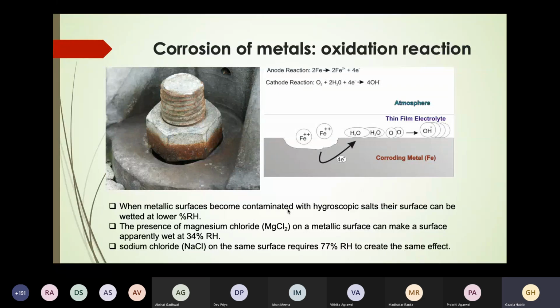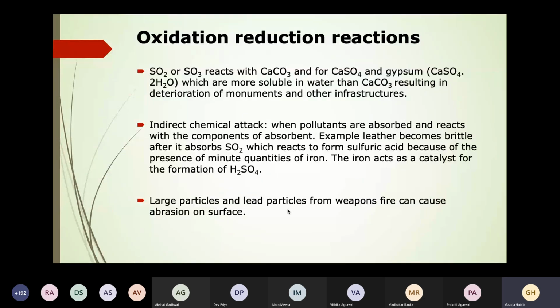So in the presence of these salts on a metallic surface, even at very low RH, 34% RH, corrosion of the steel takes place. Sodium chloride on the same surface requires 77% RH to create the same effect. So MgCl2 is very highly hygroscopic compared to NaCl, and even at 34% RH it can corrode the steel. Ma'am, what is RH? RH is relative humidity.